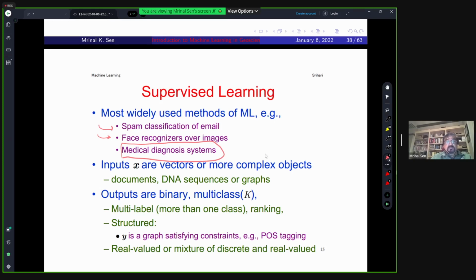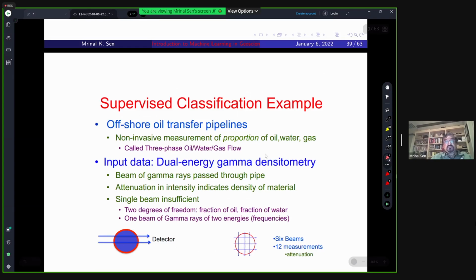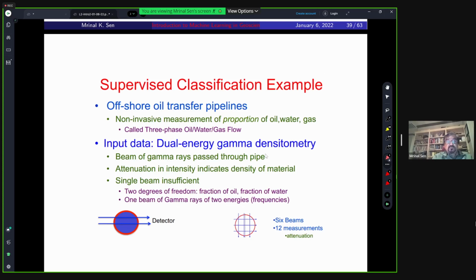Okay, so there are some examples. A supervised classification problem is an offshore oil transfer pipeline. Here, the input data comes from dual energy gamma densitometry. Say, for example, you have 6 beams and there are 12 measurements. You look at the attenuation of the gamma ray density, and based on that, you can calculate certain properties and use those to infer the fraction of oil and the fraction of water.